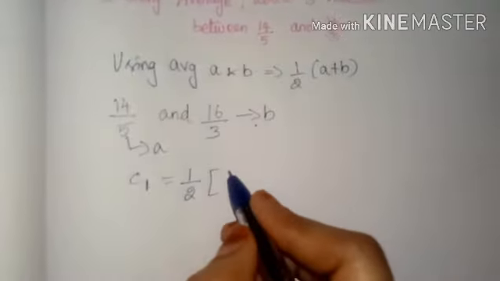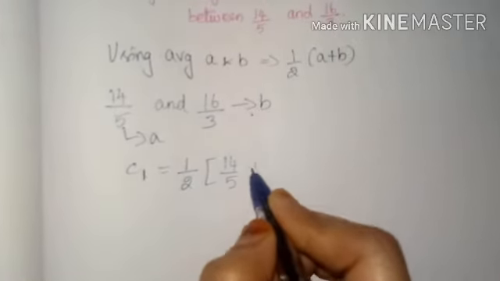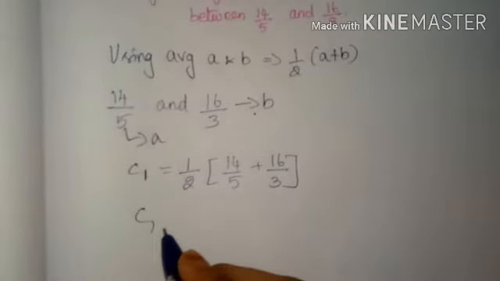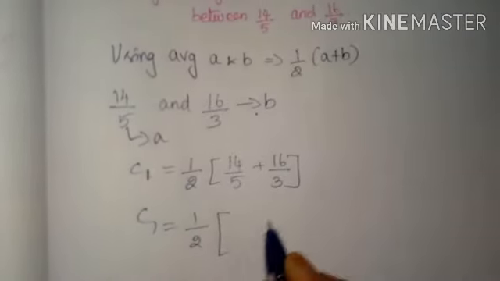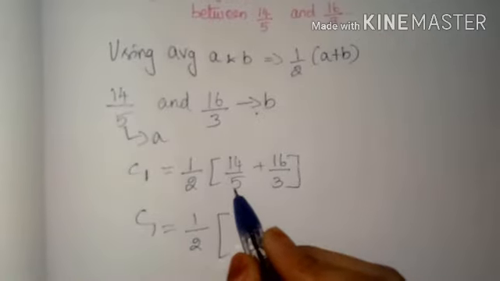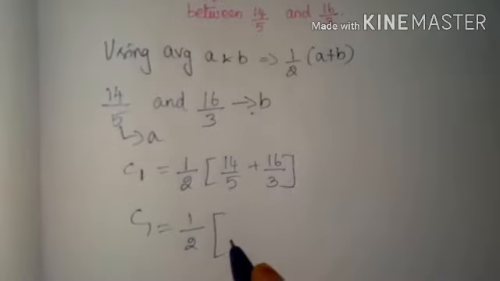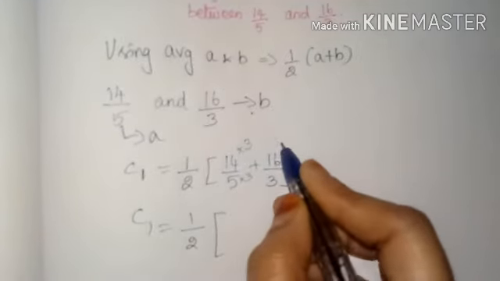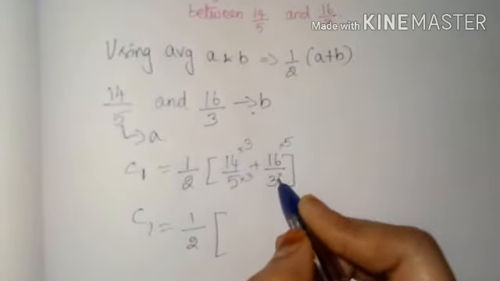What is the value of A? 14 by 5, plus B, 16 by 3. Before adding we have to take the LCM because the denominators are different. What is the LCM of 5 and 3? 15. So here we need to multiply by 3, and here we need to multiply by 5.